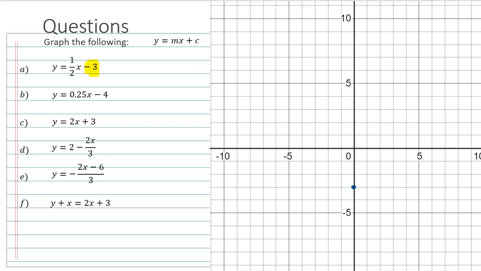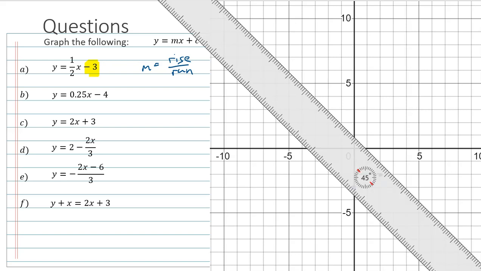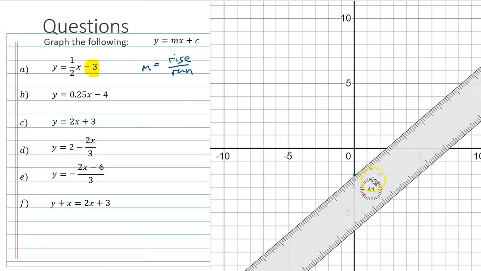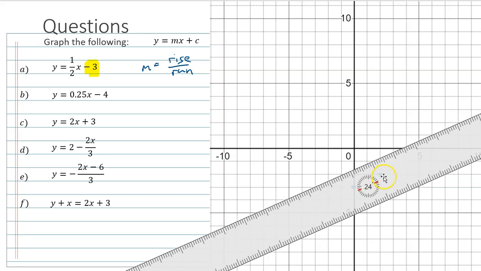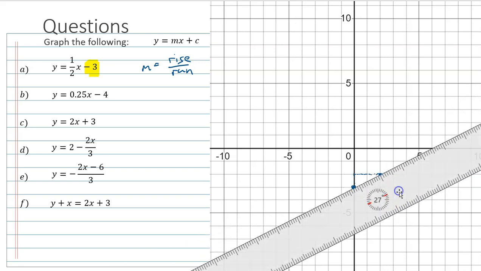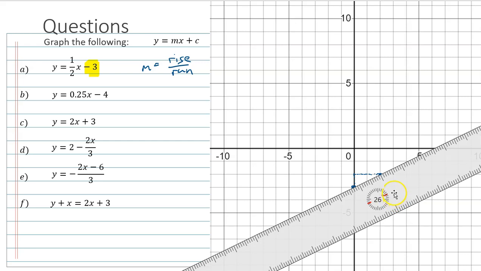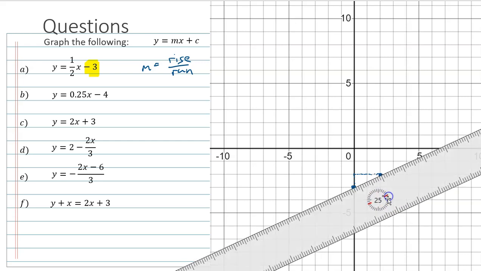And the gradient is the rise over the run. So remember, m equals rise over run. Looking at this, we've got a rise of 1 and a run of 2. So for every one we go up here, we're going to go across 2. So here. Now getting my ruler, let's rotate that around just a little bit. And we want to get the ruler such that it passes through both the points. There we go.